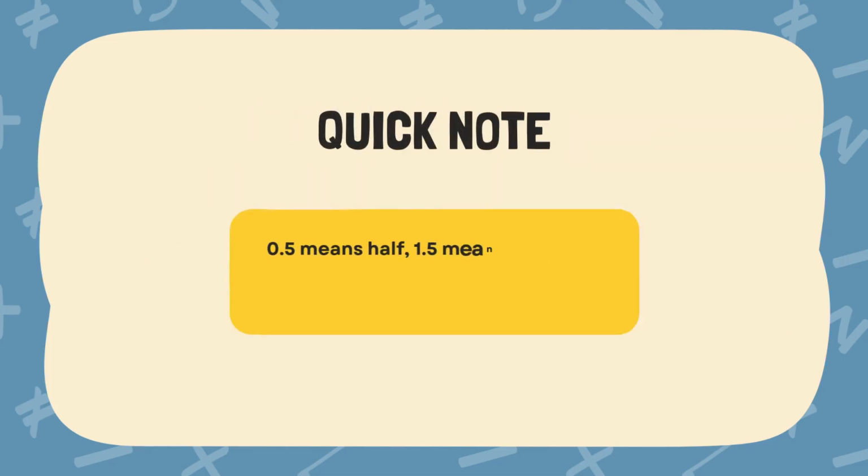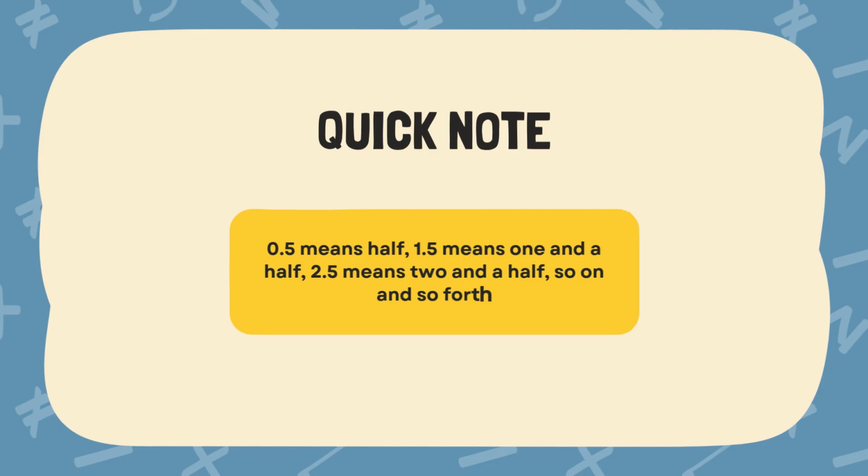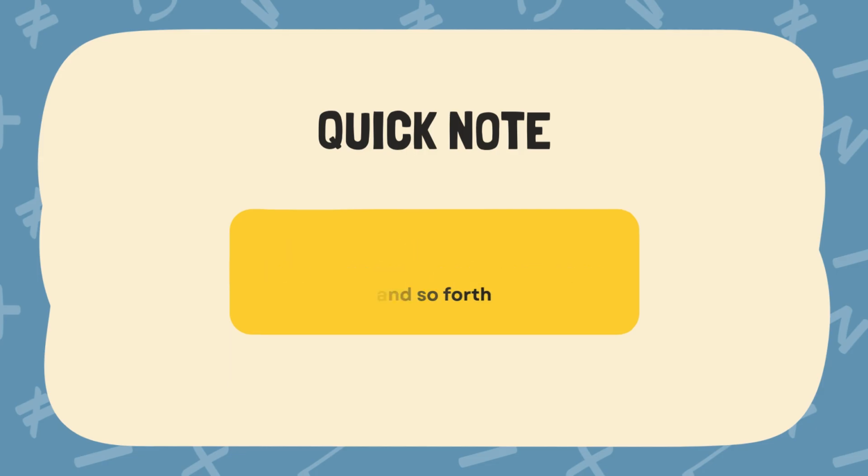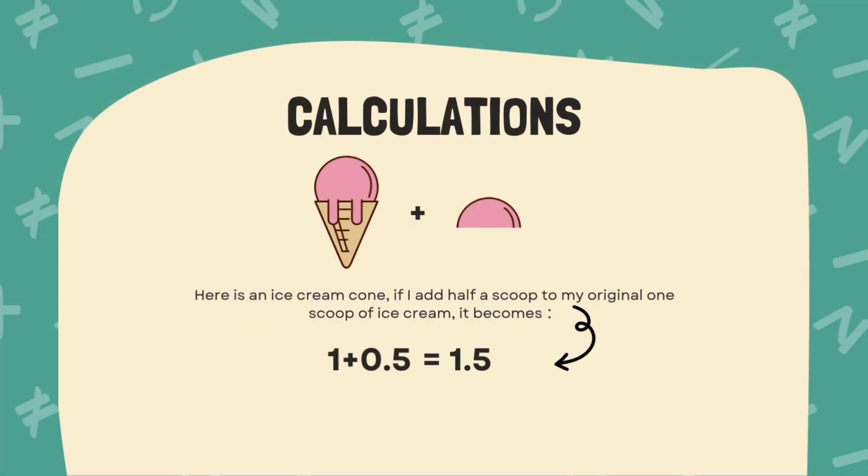Here's a quick note. 0.5 means half. 1.5 means 1.5. 2.5 means 2.5, and so on and so forth. So now that we know the brief idea of decimals, we're going to move on to some calculations.